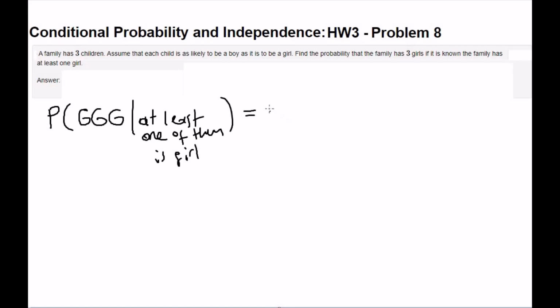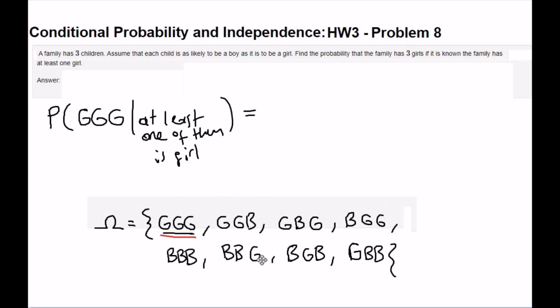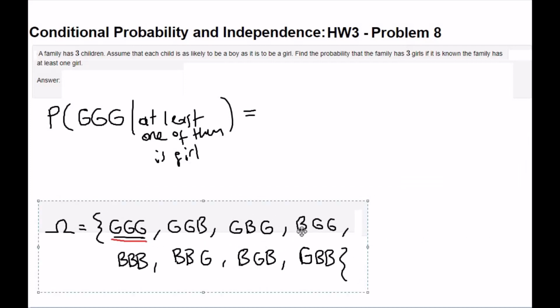If we approach this question this way, the answer will be wrong. We're going to do an extraordinary approach for this question. But first, let's see why conditional probability will be wrong for this. Our sample space omega is this, and we have a total of 8 options here.